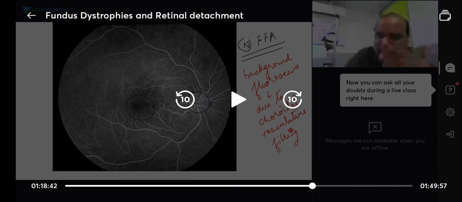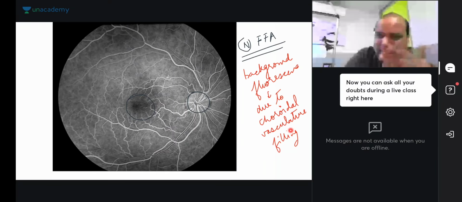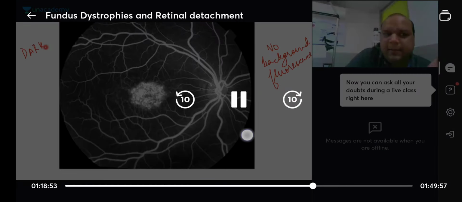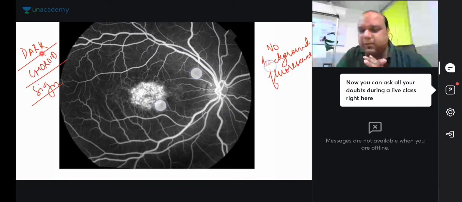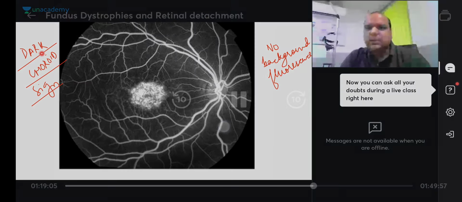See this photograph. The background white is absent. This is your dark choroid sign. Do you understand this dark choroid sign, everybody? This can be asked as an image. I hope you are able to understand it and wrap your head around it, everybody who is live and watching right now.